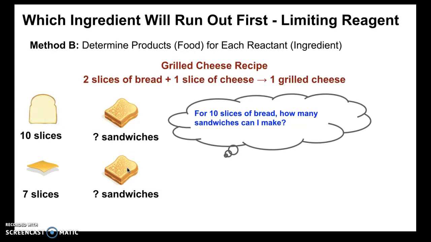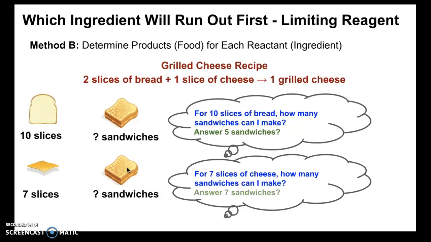All right, starting with 10 slices of bread, looking at the ratios, it's a 2 to 1, so we know we can make 5 sandwiches. And for the cheese, it's a 1 to 1, so we know we can make 7 sandwiches. Okay, so the amount of bread we have will only give us 5 sandwiches, and the cheese will give us 7. So what's our limiting? The answer is the bread, and we base it on the fact that it gives us the smallest amount.